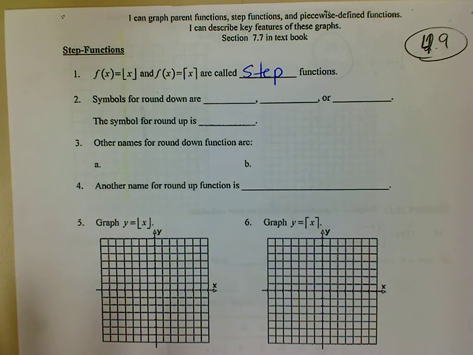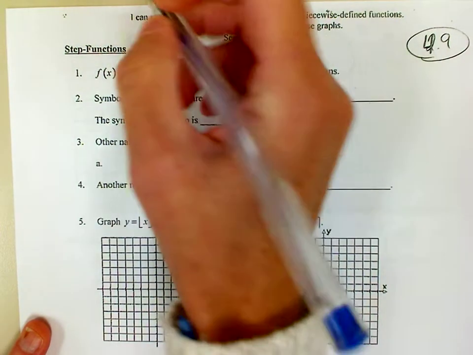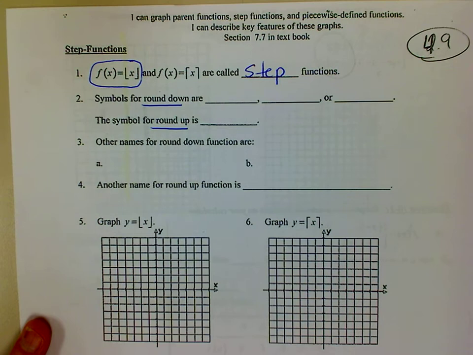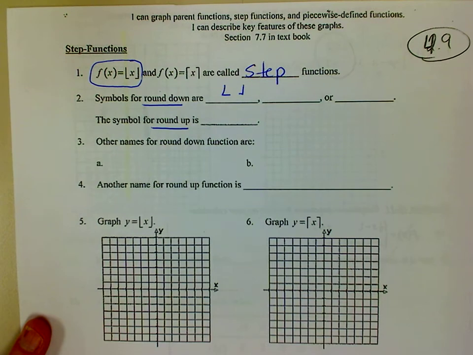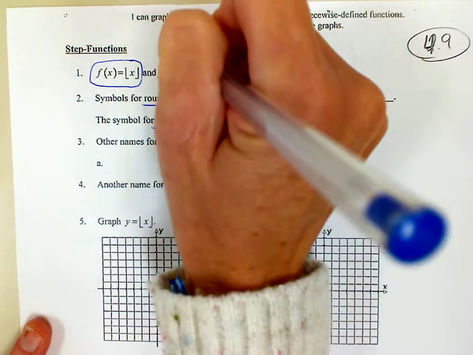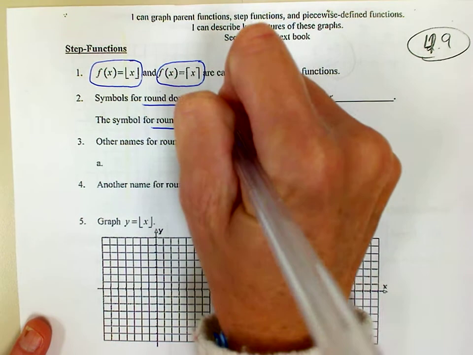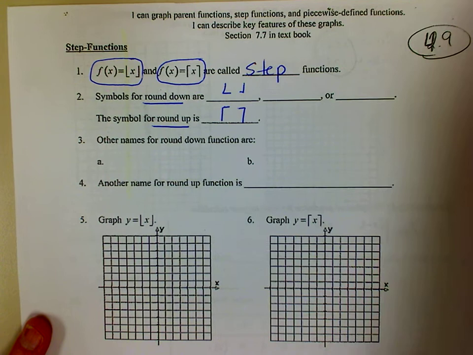Okay, now there are some symbols for round up and round down. First of all, that means to round down. So if you see something that looks like that, that is round down. This one is round up. So if you see something that looks like that, that means to round up.